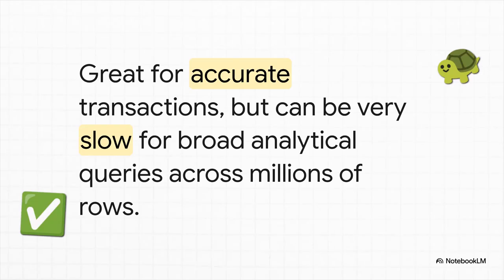But there's always a catch, isn't there? This type of database, which we often call an OLTP system, is really, really good at one thing: writing and updating transactions quickly and accurately. It is not built for the kind of deep, broad analysis we need to do. Trying to run complex queries across millions of rows can be incredibly slow. So for solving our mystery, it's just not the right tool for the job.